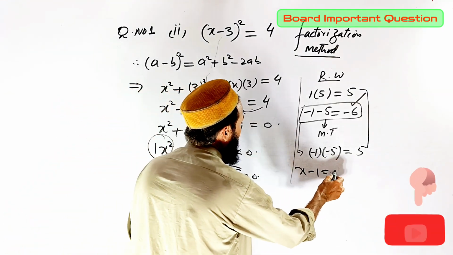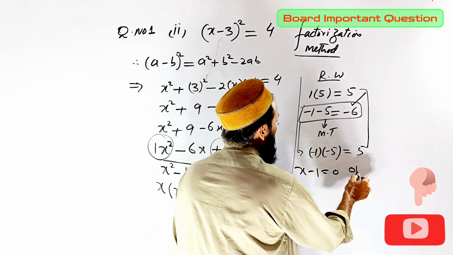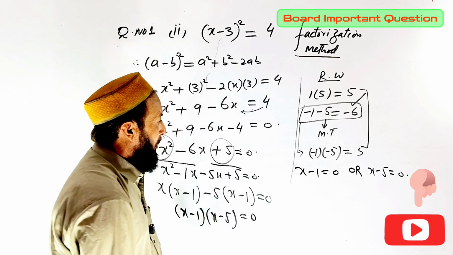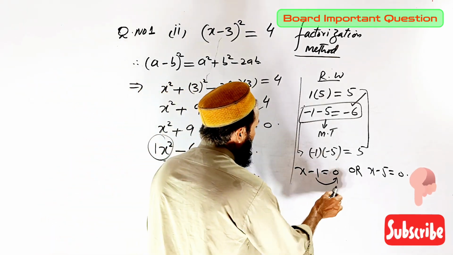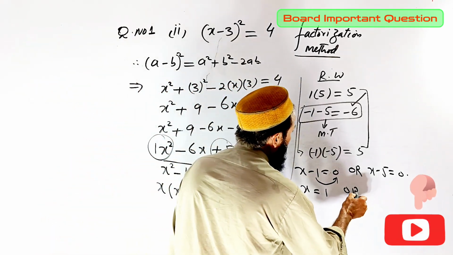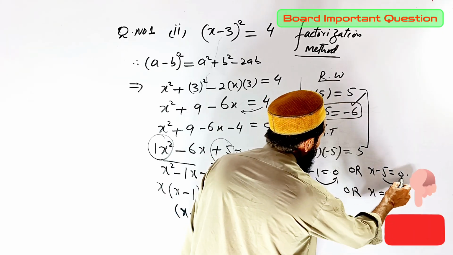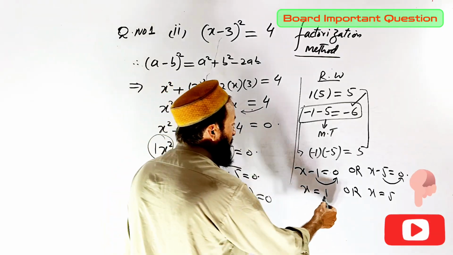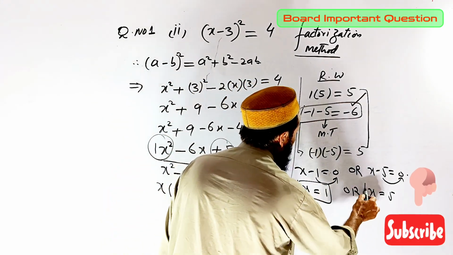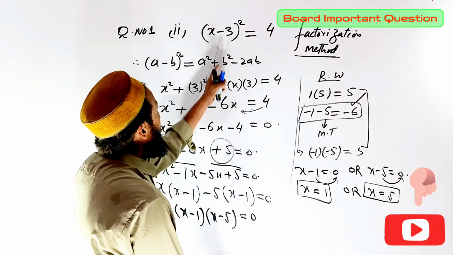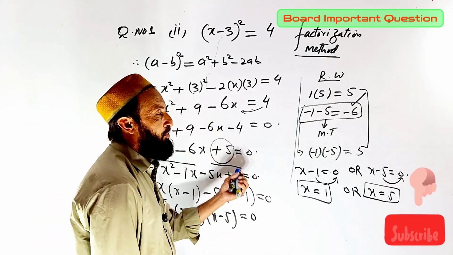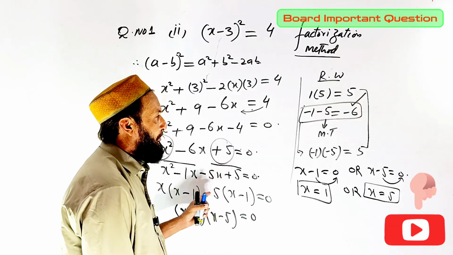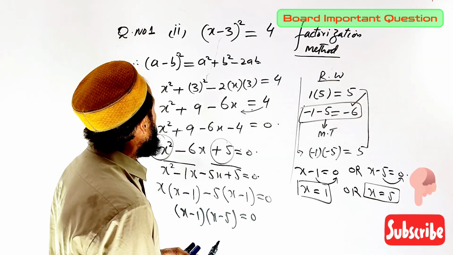So we write x minus 1 is equal to 0 or x minus 5 is equal to 0. Now we transfer the results: x is equal to 1 or x is equal to 5. We transfer to the right side, and their sign is also changed. So we have two solutions, x is equal to 1 and x is equal to 5. Because the degree of the variable is 2, we must have two roots, because the equation is quadratic. So this is the important question for you.